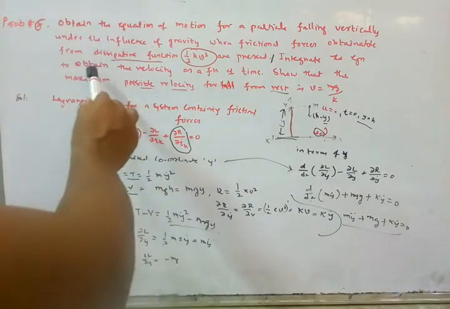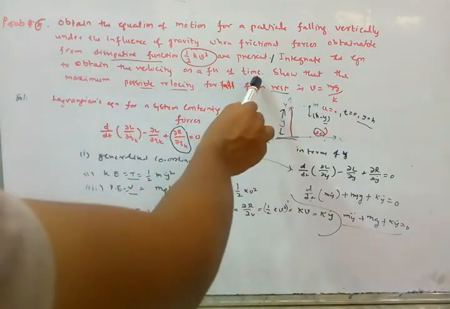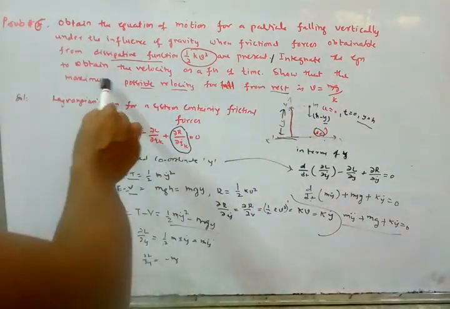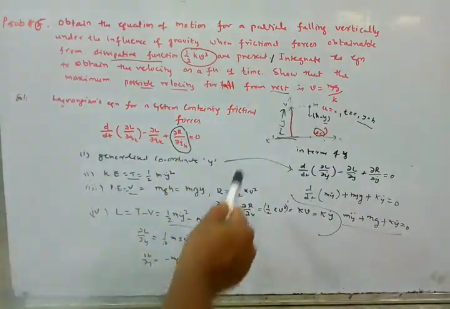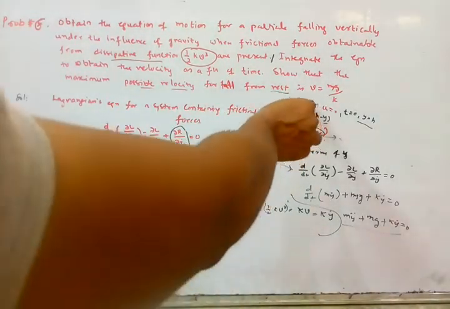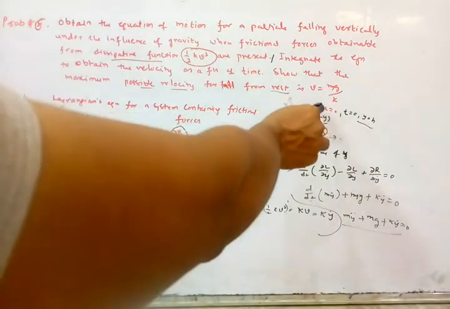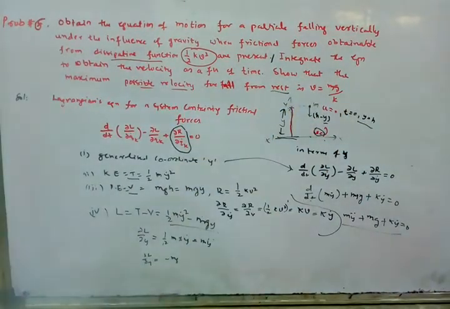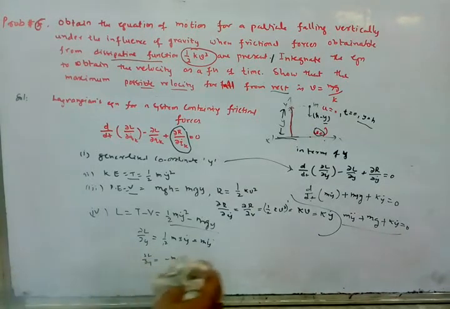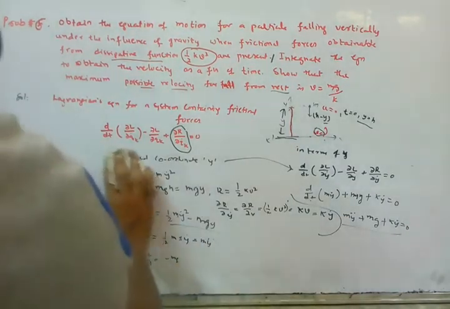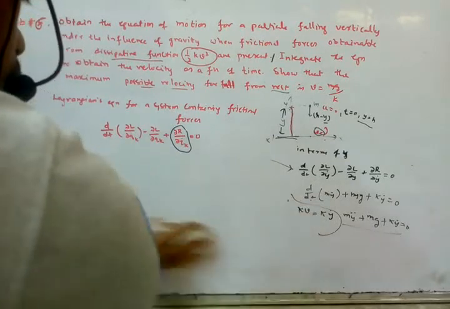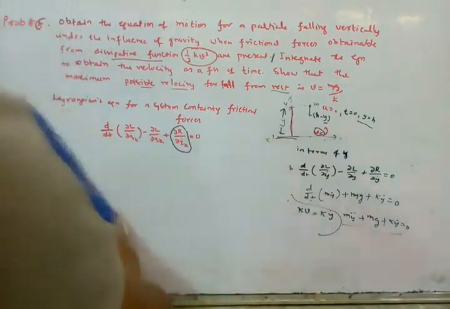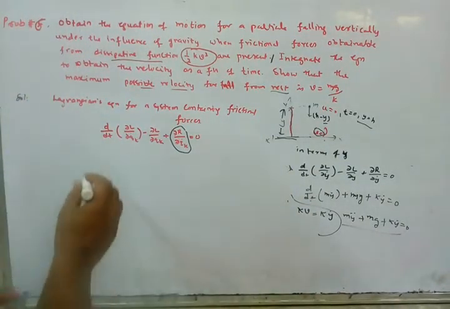What is the second part? Integrate the equation to obtain the velocity as a function of time. Show that the maximum possible velocity for a fall from rest, if it is falling from rest, is equal to mg by k. The first part is over. We are moving to the second part now.